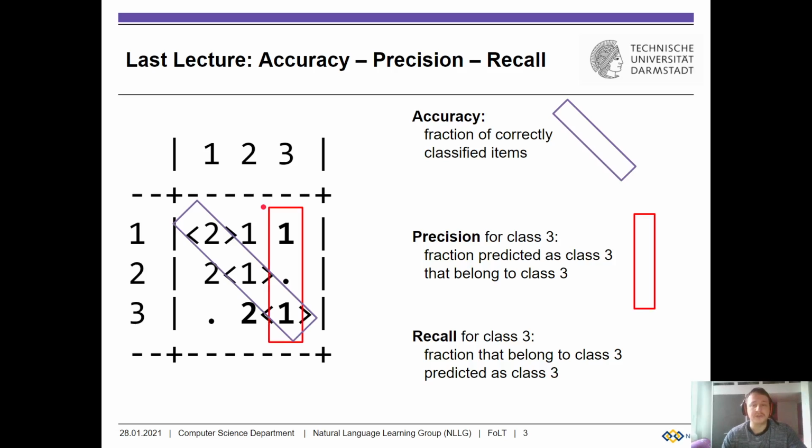We can also be interested in the precision. In this case, for a particular class, namely class number 3, we would take the third column into account. We would say that our model has predicted class number 3 twice, and it was true in one case, so the precision would be 1/2. We can do the same for the recall. In this case, we would say the true label, the gold label, was class number 3 three times, and we got it one time, so our recall is 1/3.